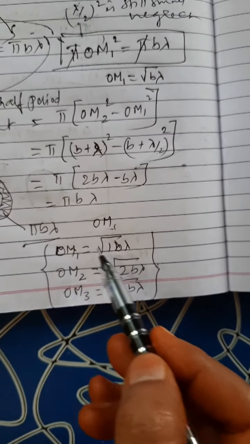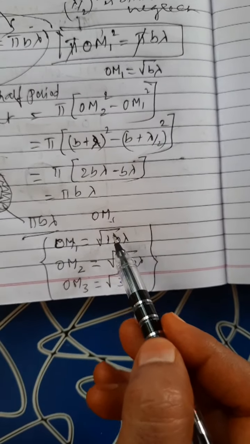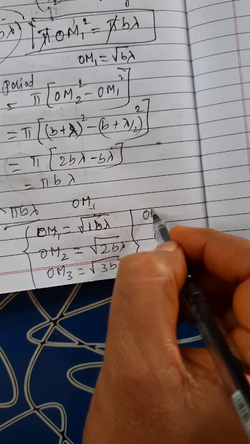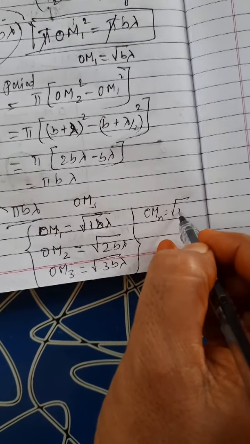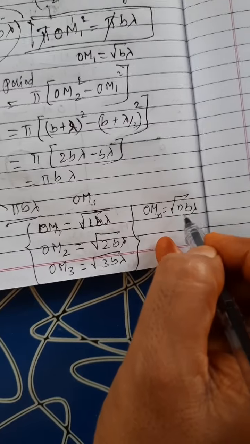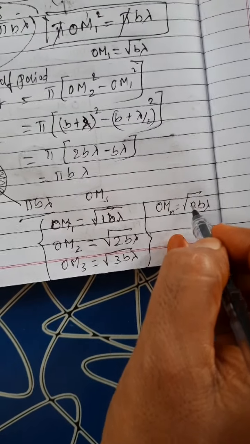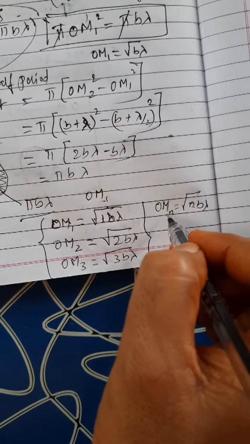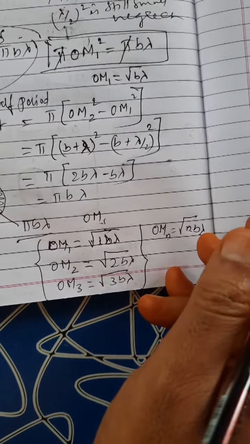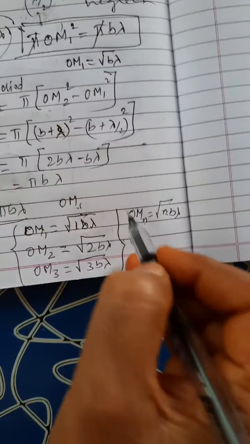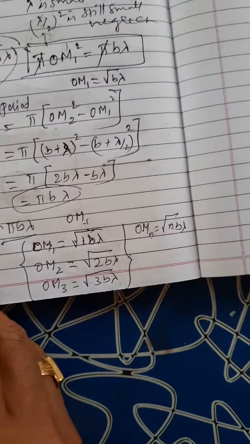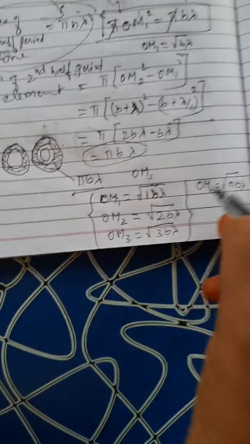So radii are proportional to square root of n times lambda. In general, OMn is square root of n b lambda. If you put n equal to 1, you will get OM1. If you put n equal to 2, you will get the radius of the second half period element. This is very important: the area of half period elements is the same, but radii are proportional to the square root of the natural numbers.